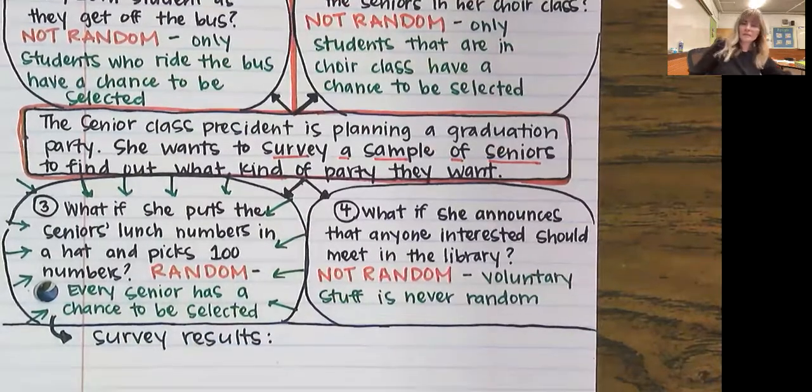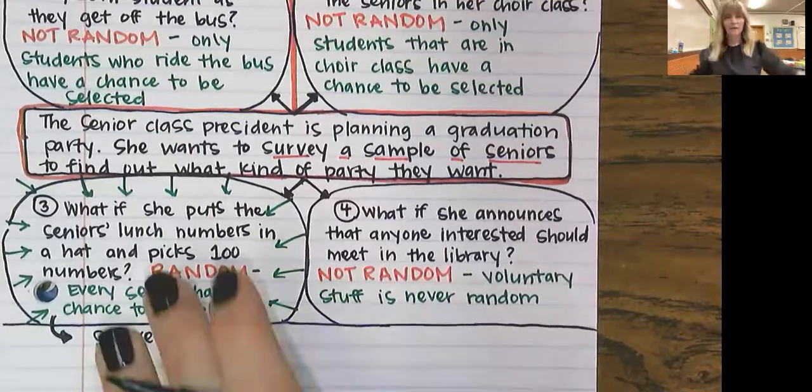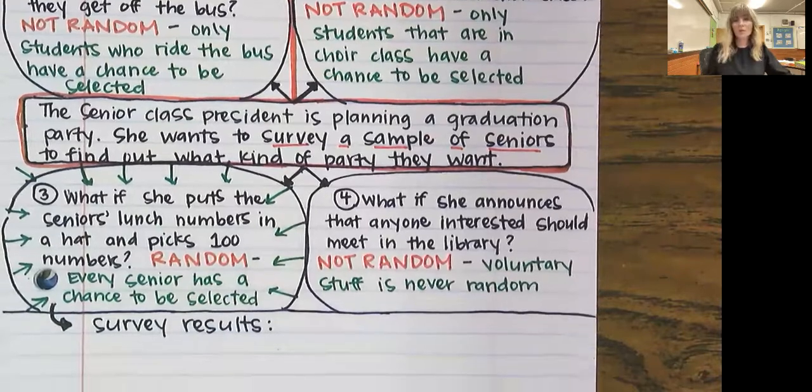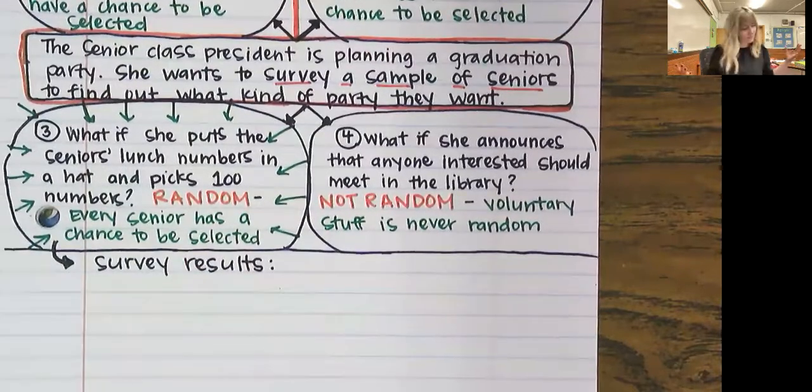So now that the senior class president has decided this is the best way to get a random sample, this is what she did. She drew 100 names and she asked them, which type of party do you want? But she didn't just ask them this big open-ended question because, you know, we can't just do anything. So she already had approved 3 ideas and she asked these students, which one do you want?